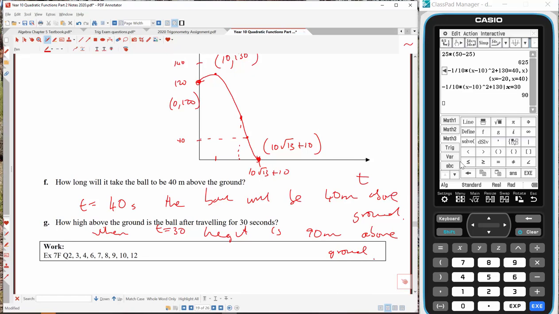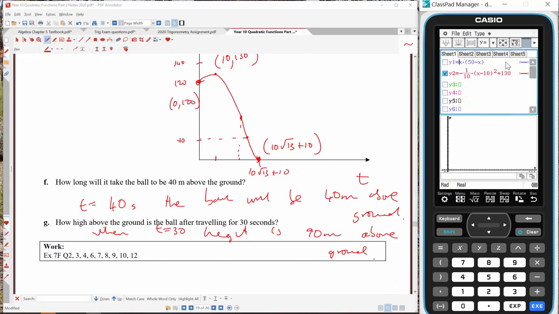All right, how would I do that in the graph screen? Again, I'd prefer to use this method here because if the values are irrational numbers, then exact solutions will be produced by the main screen. But this version here will always give you approximations. But we can do it anyway for this one because it does produce rational answers. Right, so how long will it take to be 40 metres above the ground?